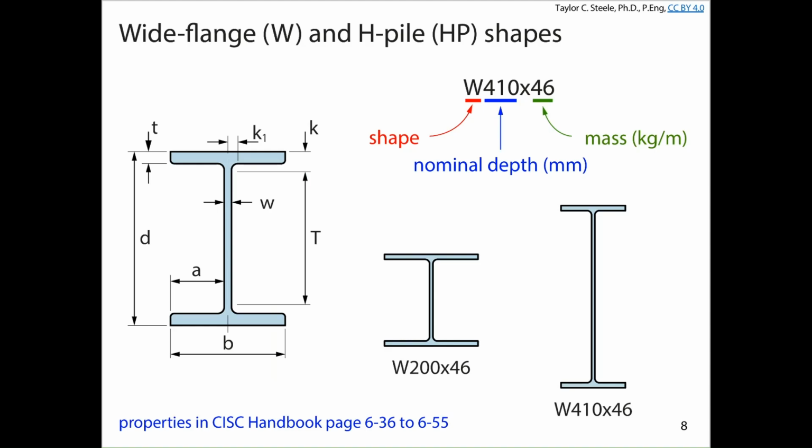So the shapes on the left tend to be used as columns. The shapes on the right here tend to be used as beams. There's the same amount of steel in them, but they tend to have specific applications.